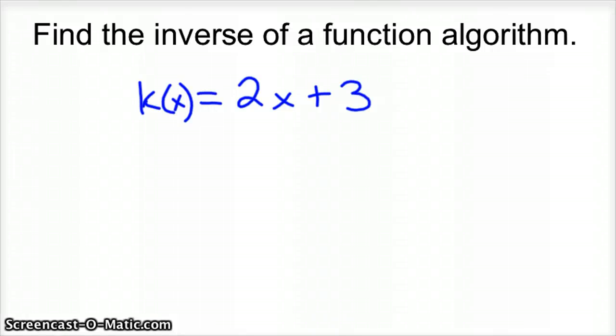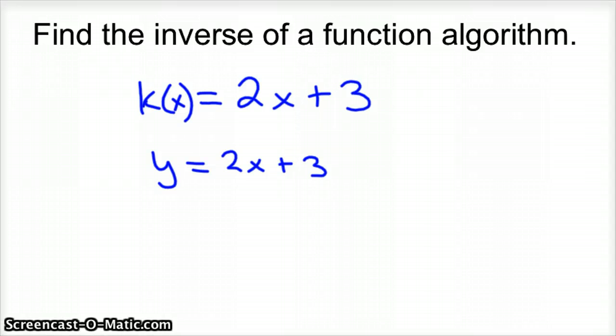All right, now let's say we want to just find the inverse function with an algorithm, something that's really quick and easy and somewhat painless. So we have a function here: k(x) equals 2x plus 3. What I would do in this case is put a y in place of my k(x), in place of my function notation. That's the same representation of the function as y equals mx plus b form.